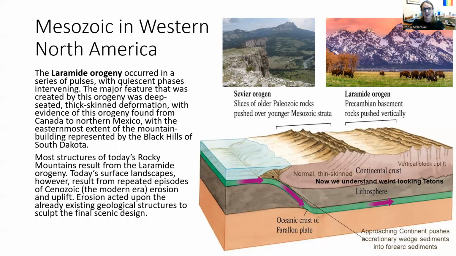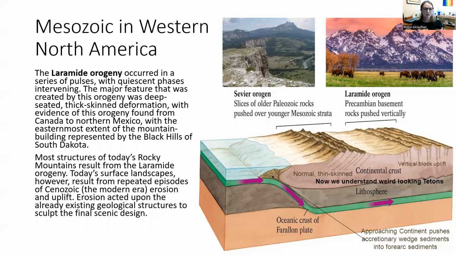Now, the Sevier Orogeny was not the only one happening. We also have the Laramide Orogeny. And this occurred during a series of pulses with quiescent phases intervening in between. So a pulse, quiescent phase, pulse, quiescent phase. The major feature created by this orogeny is really deep-seated, thick-skinned deformation, meaning rather than those overlapping angled tiles like we get in the Sevier Orogeny, instead we get almost vertical, very thin deformations for the Laramide Orogeny, which you can see in this image as well.